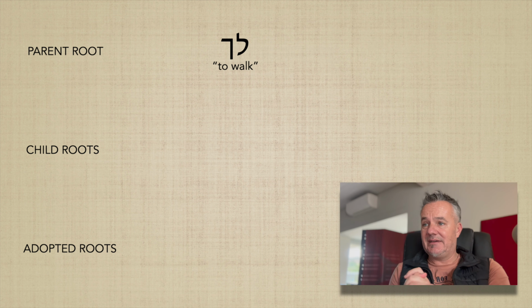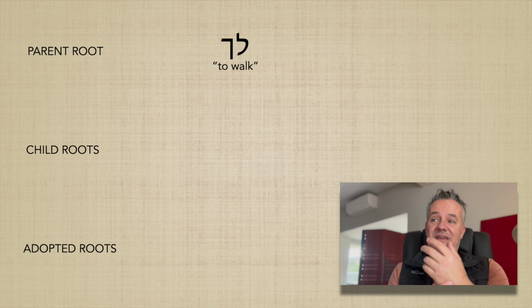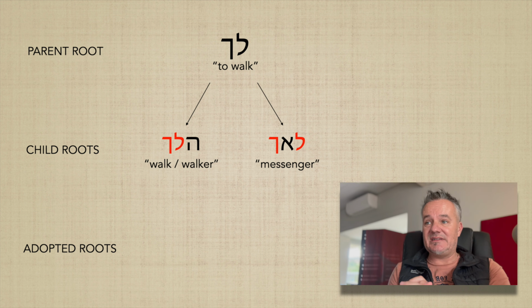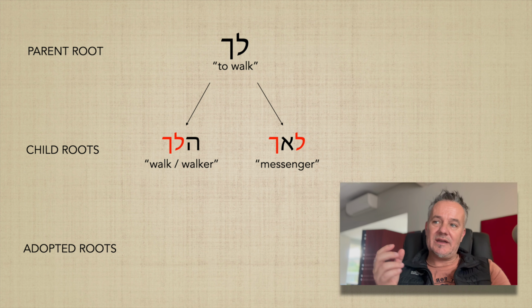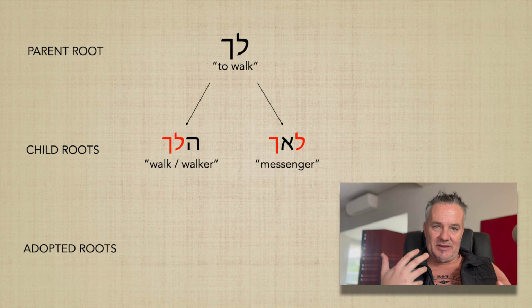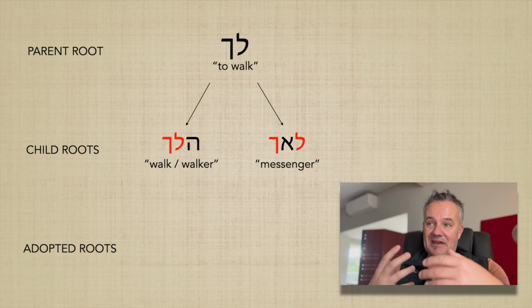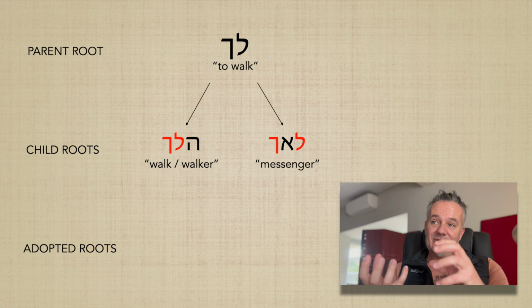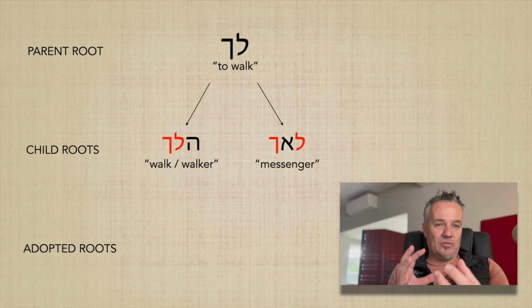Let's take the word lakh, which will be our parent root. Then derived from the parent root, we get 2 child roots. The one is malakh, which is a messenger. And you can see, while the word lakh means to walk, a messenger is somebody who goes. So a child root is one level deeper, where we have a little bit more meaning to the word walk.